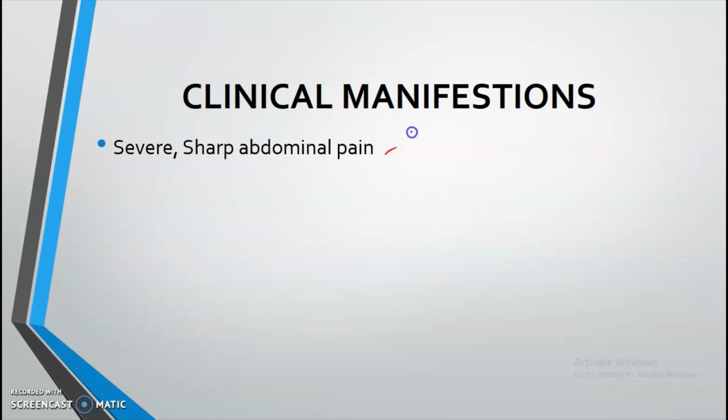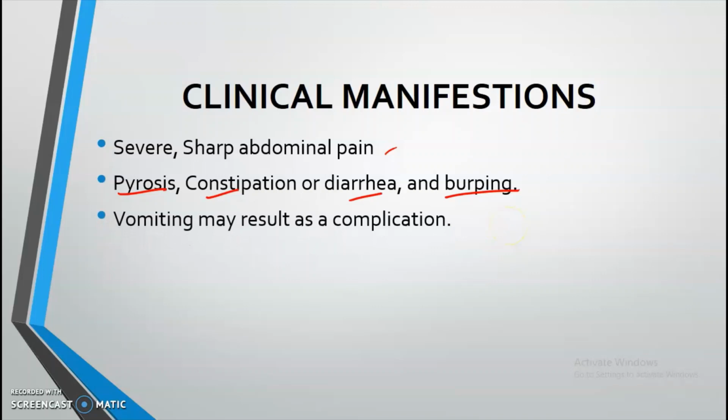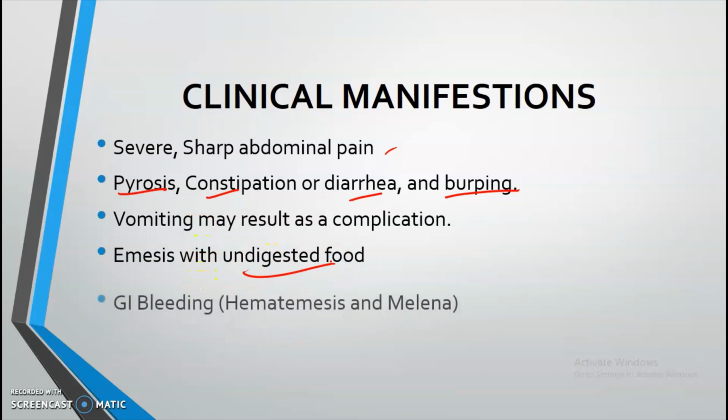Okay? Another one is your pyrosis. So as we already discussed in the previous video, pyrosis is your heartburn. Patient will also suffer from either constipation or diarrhea and a constant burping because of the indigestion. Okay? Vomiting may also occur as a result, as a complication. So when there is already a complication, especially sa ating gastric and duodenal ulcer. Okay? Emesis, okay, that contains undigested food will also be manifested with this patient.